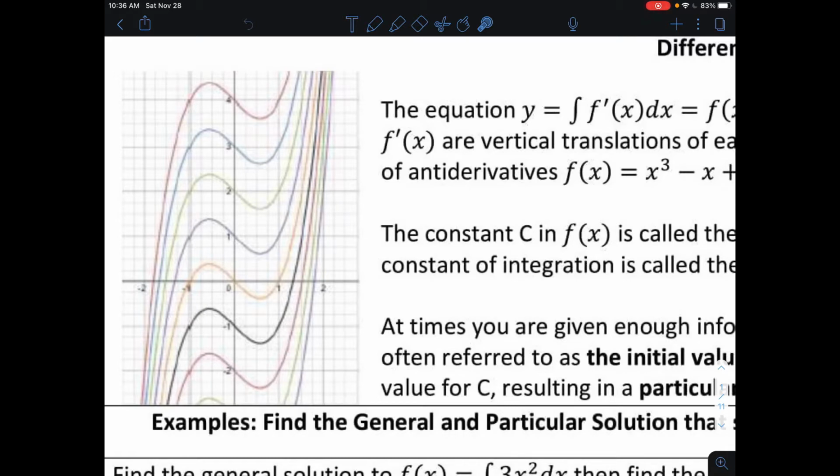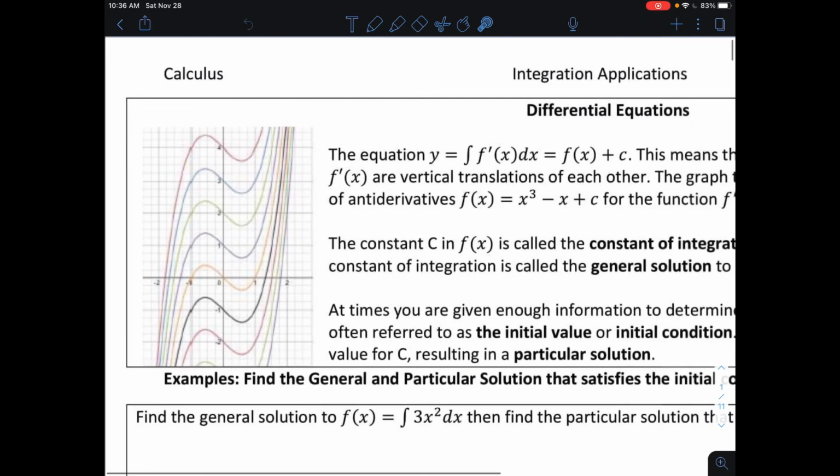Now, if we were given an initial condition, or an initial value, that means we're given a point that lies on the curve, which would allow me to solve for c and say, okay, out of this whole family of functions of general solutions, c had to be -2, and so we were going to be this particular graph here.